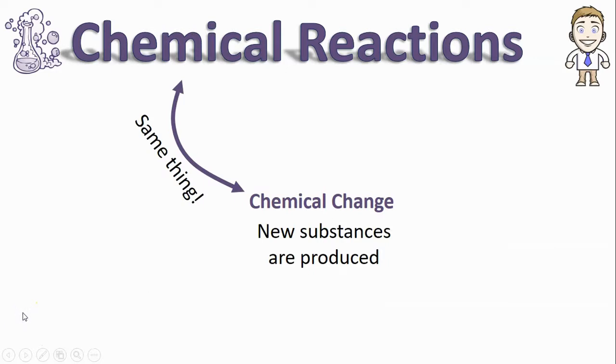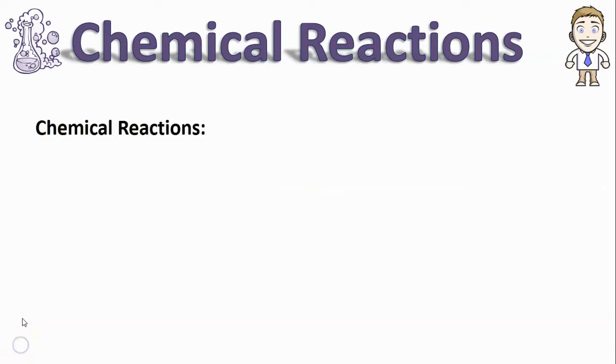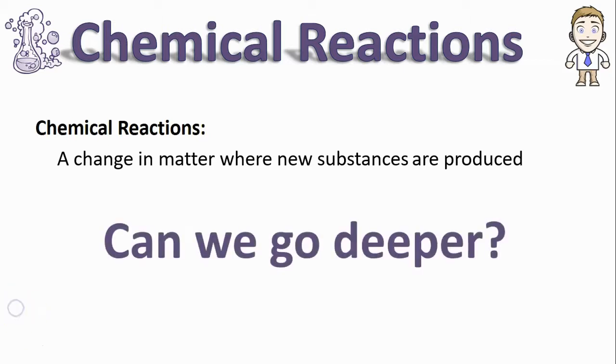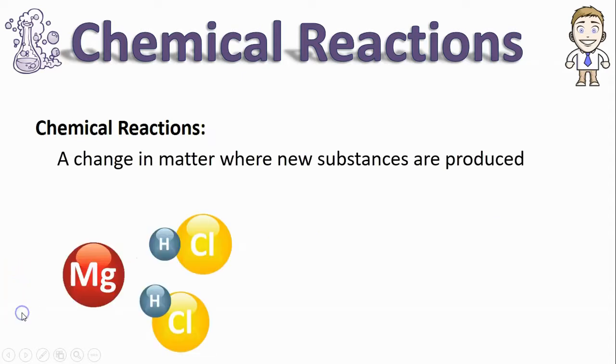One final note here is that this word chemical change, it means the same thing as the title of this video series, chemical reactions. So now we've got a good definition for chemical reactions. Really, they're just chemical changes or changes in matter where new substances are produced. In this video though, we're going to see if we can go a little bit deeper and really explore what's going on for chemical reactions.